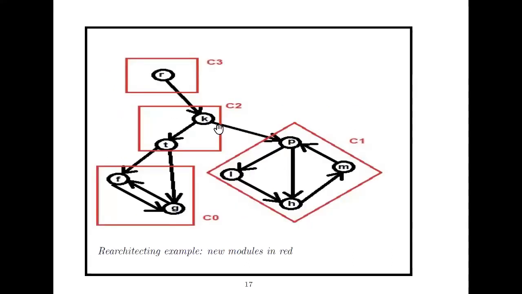Here is an example of how we re-architect the original code. As you can see, these black circles and arrows are the original functions. It used to be monolithic code, and these red squares are the new modules that we re-architected, to group these functions into new modules to enhance their cohesion. So we have C0, C1, C2, and C3.